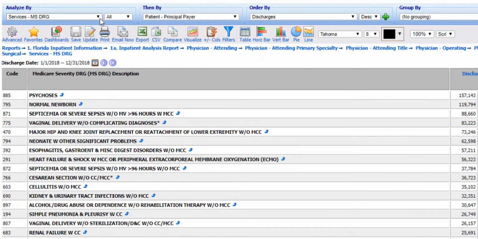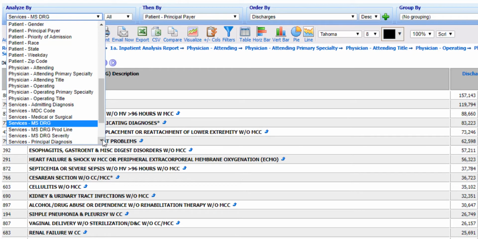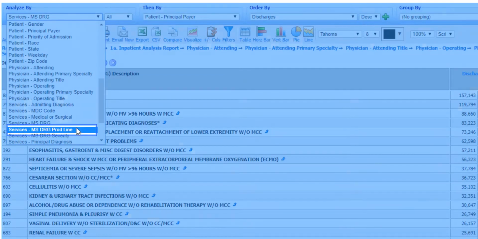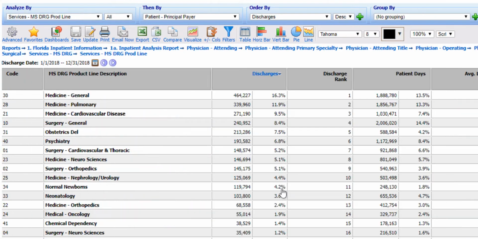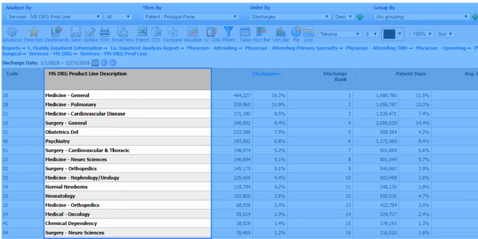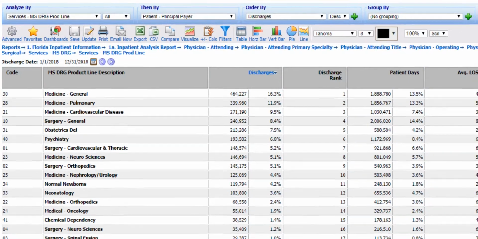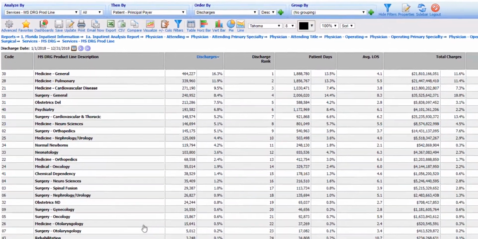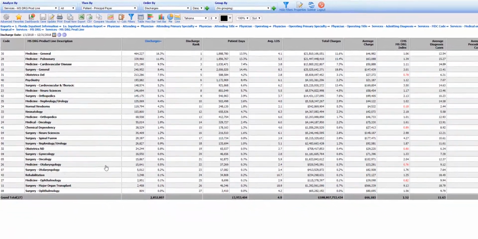The next field is a value-added field that shows an MS-DRG product line. This is another grouping of MS-DRGs into another type of product line. These specific categories were developed by another CMS source and are more targeted at medical and surgical services.